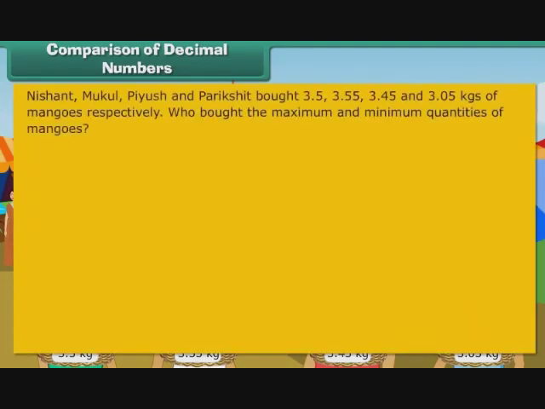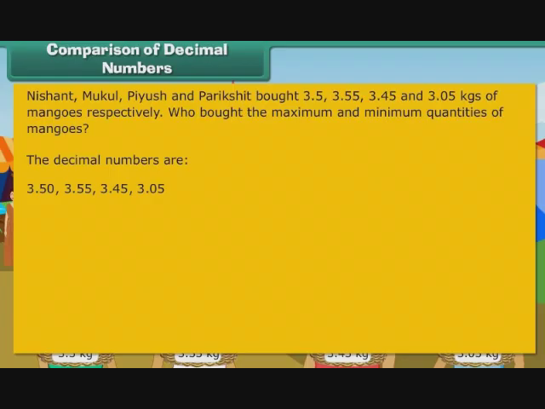Let us first arrange the decimal quantities in the descending order, that is, the decreasing order of values. The decimal numbers are 3.5, 3.55, 3.45, 3.05. Let us rewrite the numbers so that all of them have the same number of digits after the decimal point. So, we have 3.50, 3.55, 3.45, 3.05.